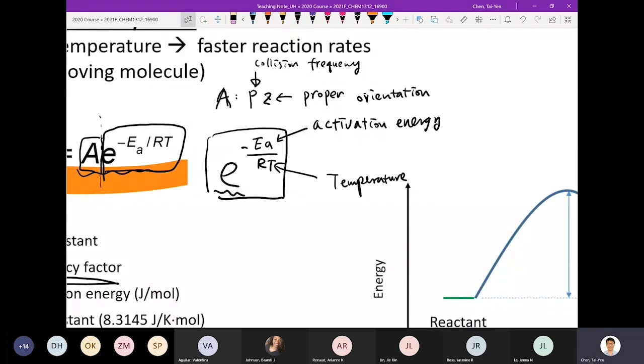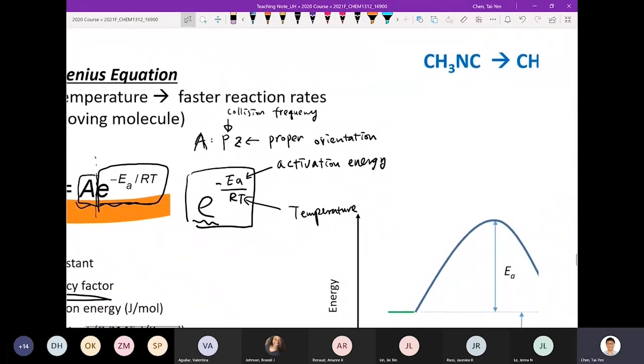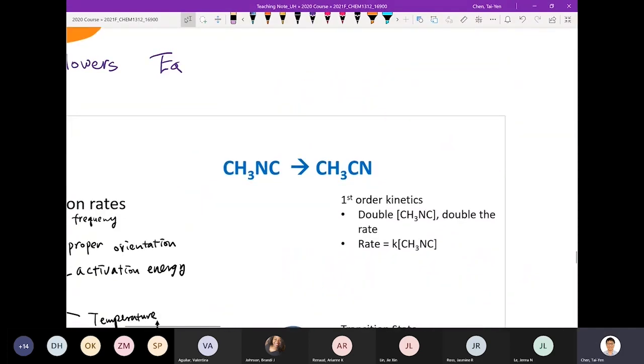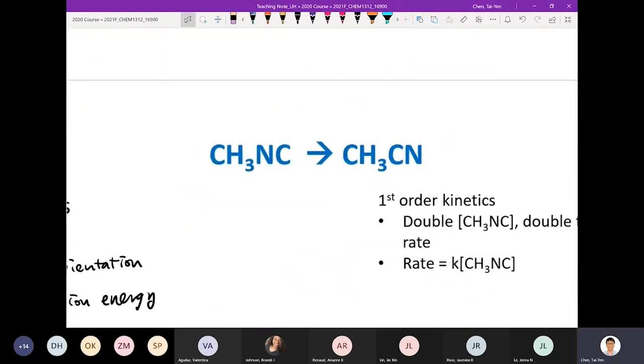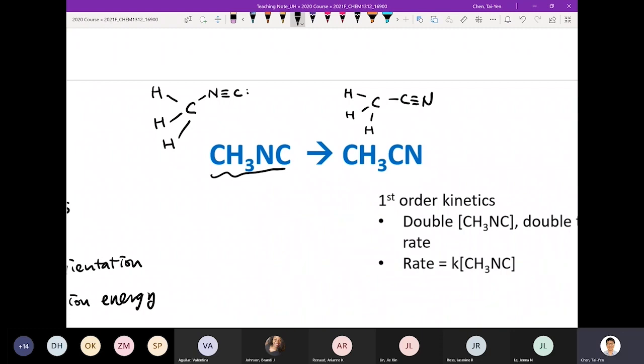To understand this, we're just going to start with an example. We use this reaction: CH3NC is going to isomerize into CH3CN. Structure-wise, it looks like this. That's your reactant, and your product is this. So it's kind of like just changing the orientation of this.